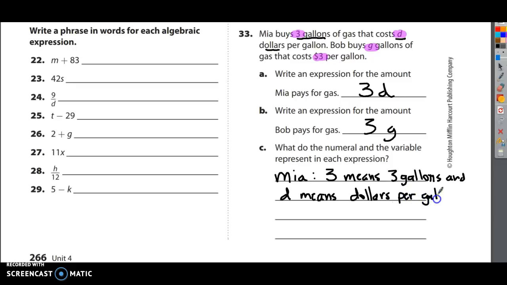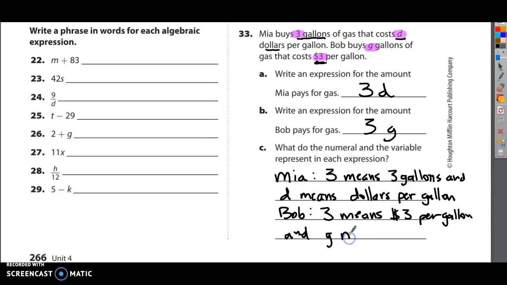Now that's not what Bob's is. Bob's is backwards from that. That's what's interesting about this problem. In Bob's, the 3 means not gallons. What does the 3 mean in Bob's? 3 means $3 per gallon. So for Bob, 3 means $3 per gallon, and G means the number of gallons.